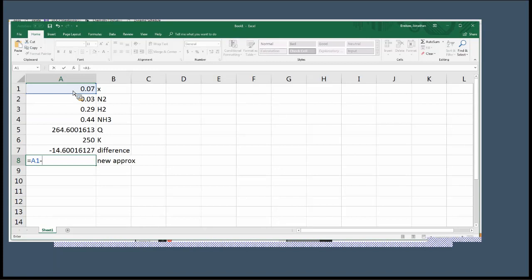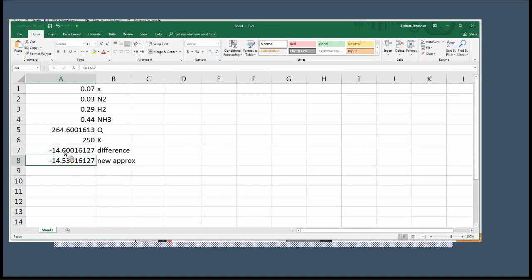As x, watch what happens as x increases. Try different values of x. And if x goes up, if that causes Q to go up as well, then you put a plus right here at this point. And this is my new approximation for x. So my new approximation is x plus the difference. The problem is that I made a correction that's way too extreme. X can't possibly be negative.